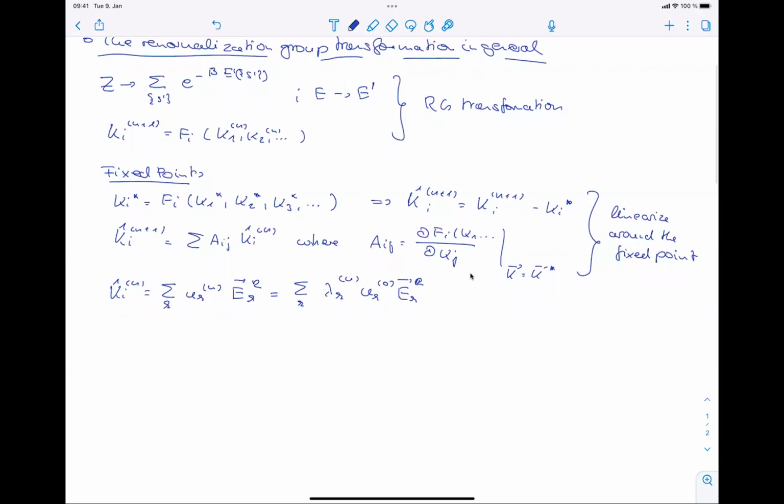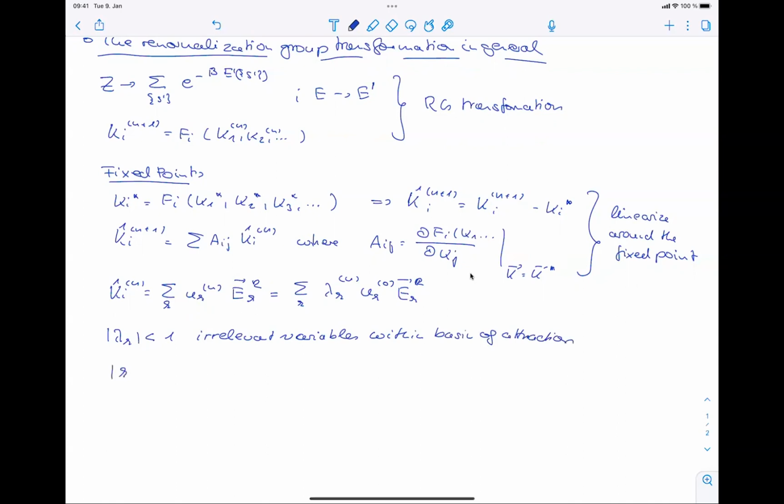And so this now leads to a lot of insight, because it tells us that actually the magnitude of the eigenvalues really determines the behavior. And so we're interested in two kinds of behaviors. One is where the magnitude of the eigenvalues is smaller than 1. These are so-called irrelevant variables, because they lie within the basin of attraction of the fixed point and will always flow towards the fixed point.